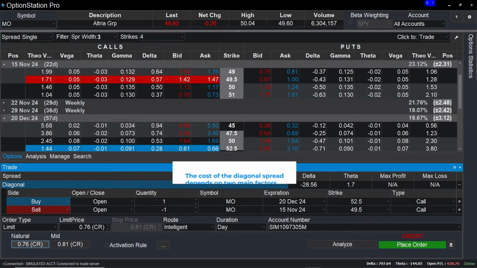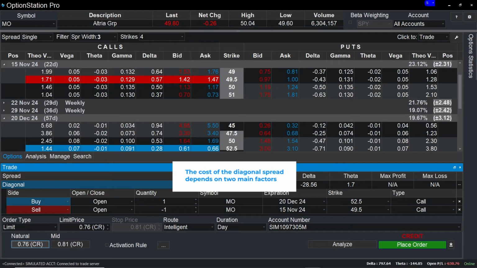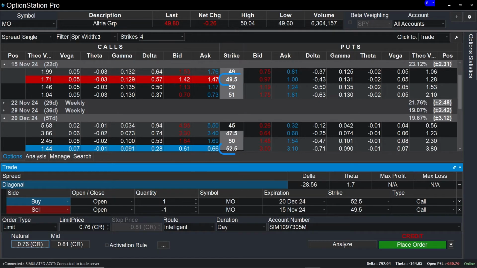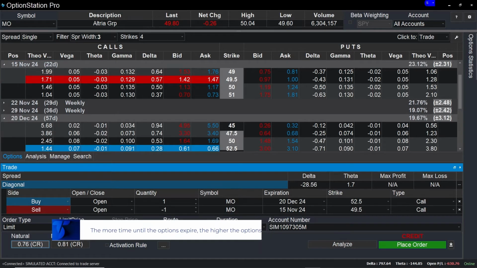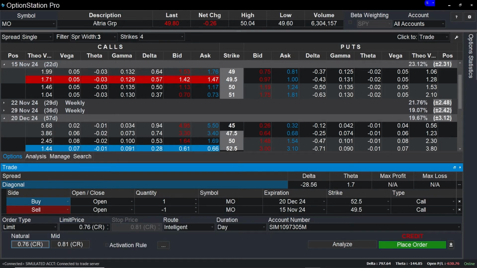The cost of the diagonal spread depends on two main factors: the distance between the strike prices and the time until the options expire. You'll get less money up front if the strike prices are close together because the option you will buy costs more. Additionally, the more time until the options expire, the higher the options cost. This affects whether you pay or get money when opening the position.